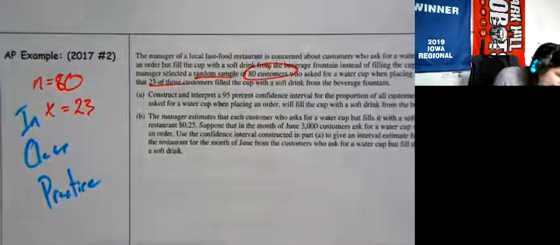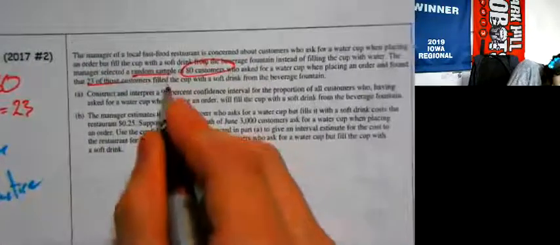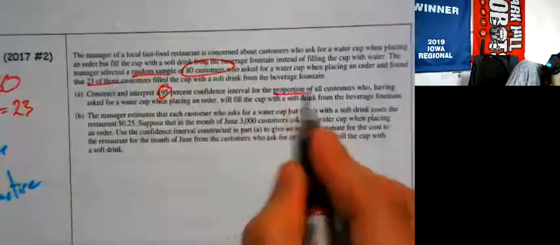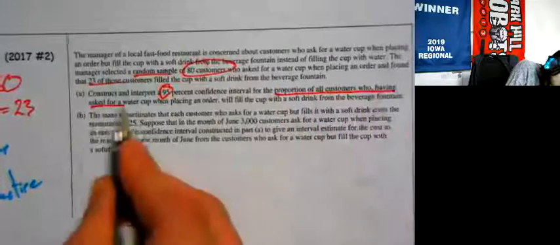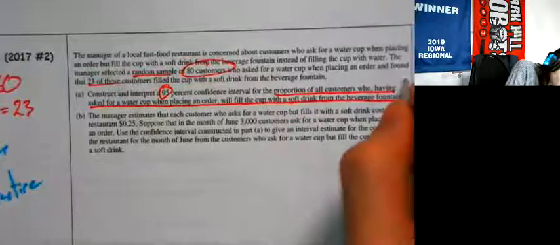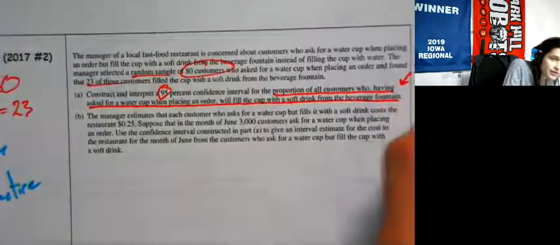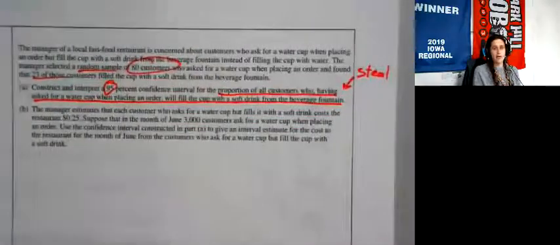Construct and interpret a 95% confidence interval for the proportion of all customers who, having asked for a water cup when placing an order, will fill the cup with soft drink from the beverage fountain. And we are just going to steal that phrasing verbatim. Don't try and come up with a new way to define the thing that they told you to look for. Use their language, because they're asking you to do the work.